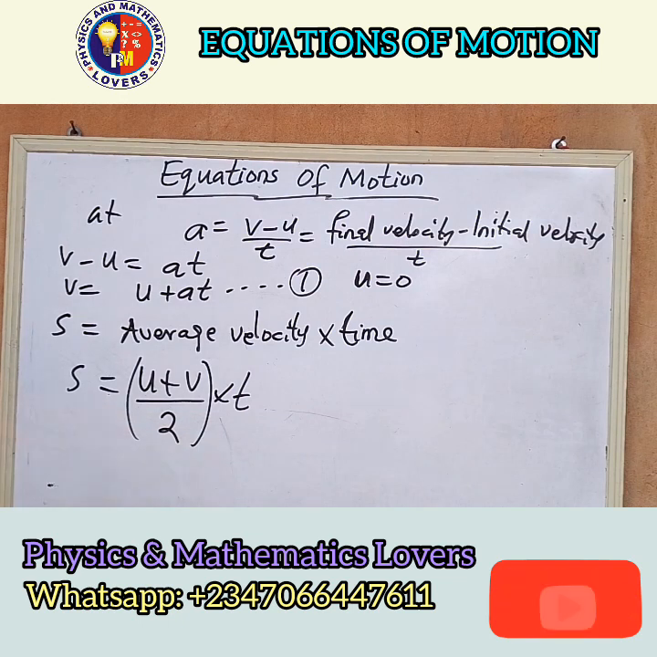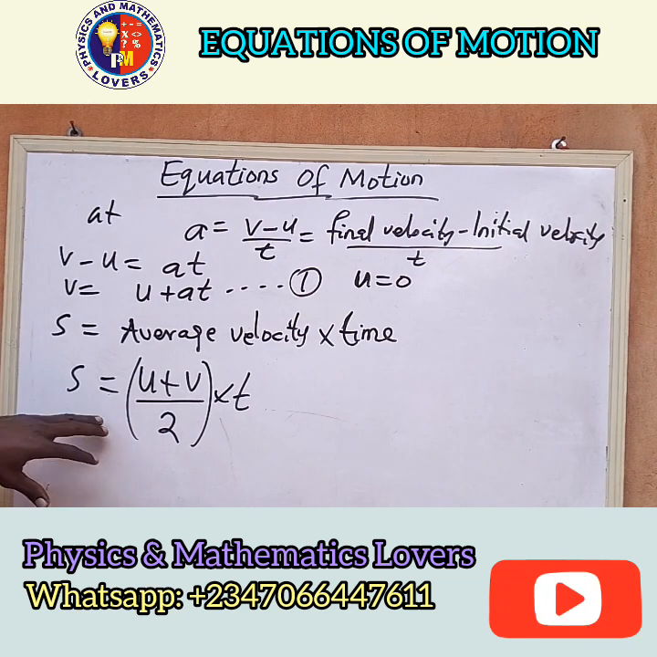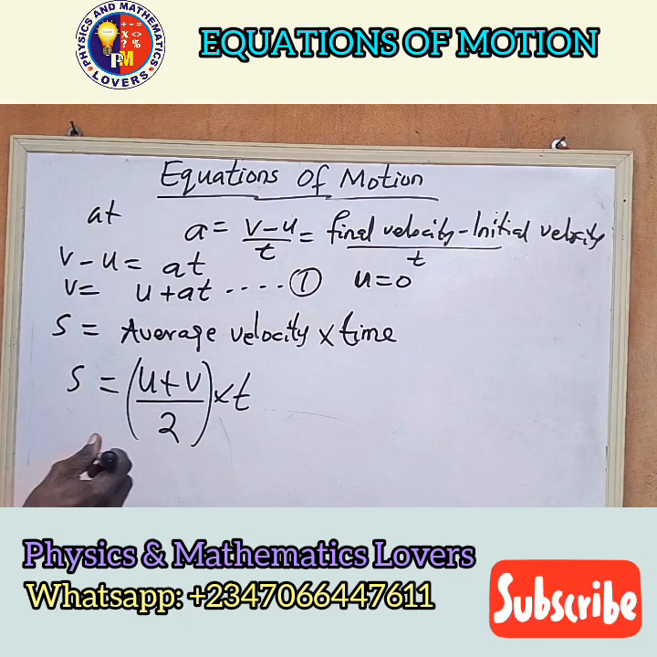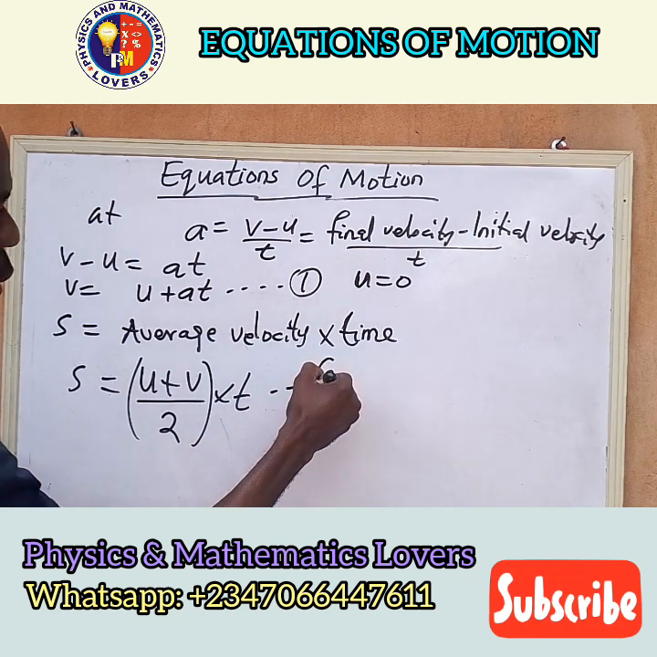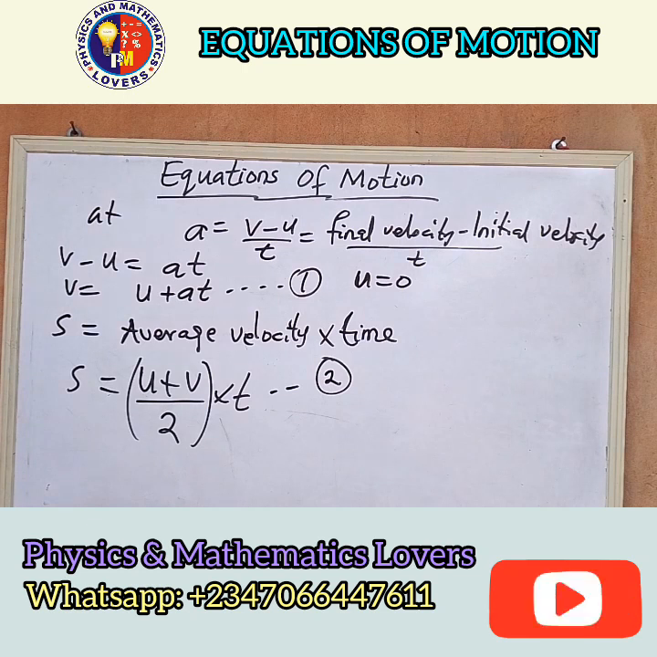Yes, this is very important. We normally use this when we want to describe the motion of objects under the velocity-time graph. That is the distance after a particular time t. So this is equation 2. Okay, now from here we can determine the third and fourth equations.